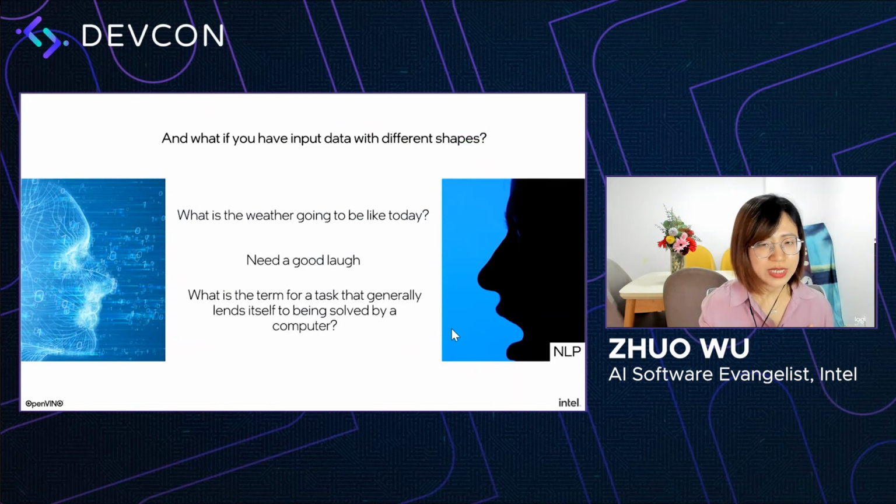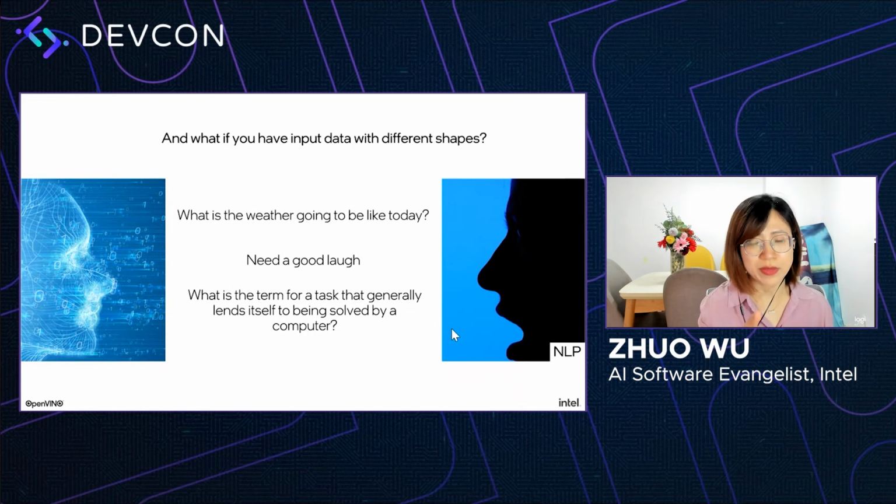And okay, besides that, I would also like to mention another very important new feature for our OpenVINO 2022.1. For this new release, we now officially support dynamic input shape. So what is dynamic input shape?